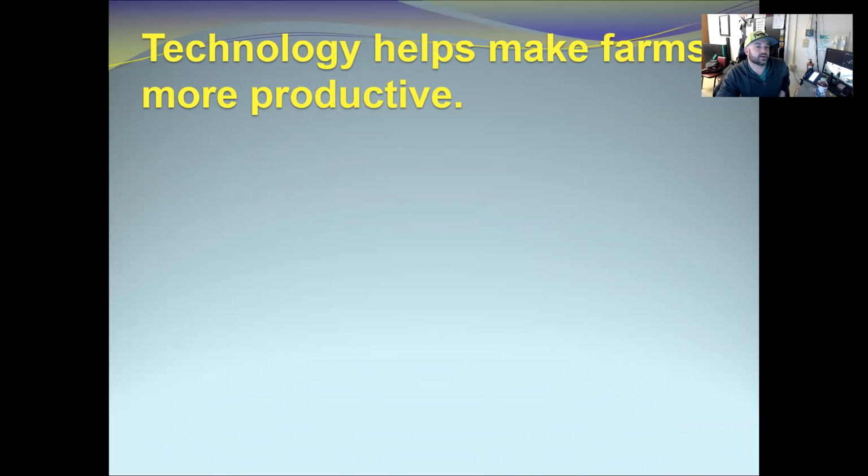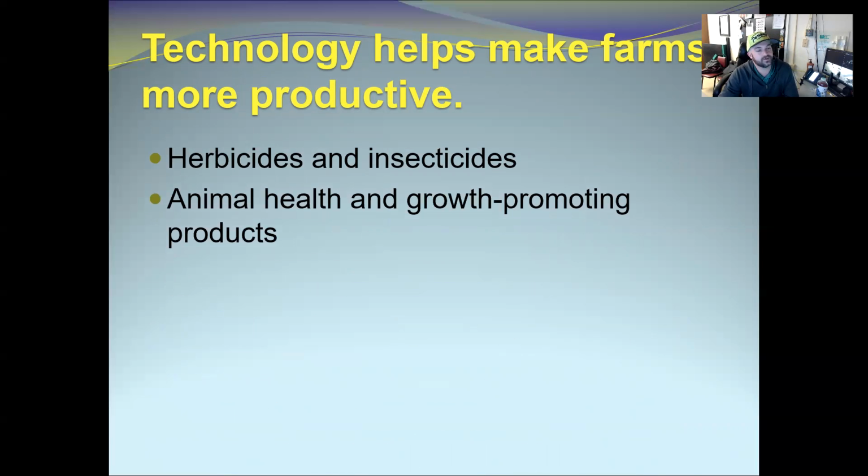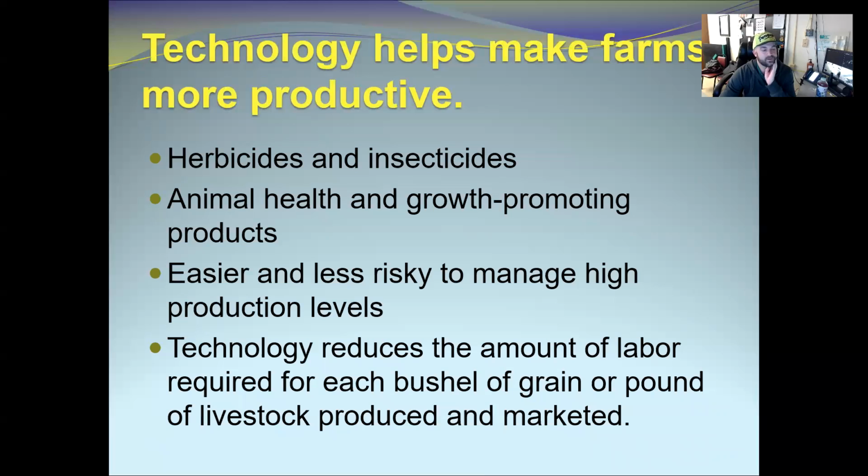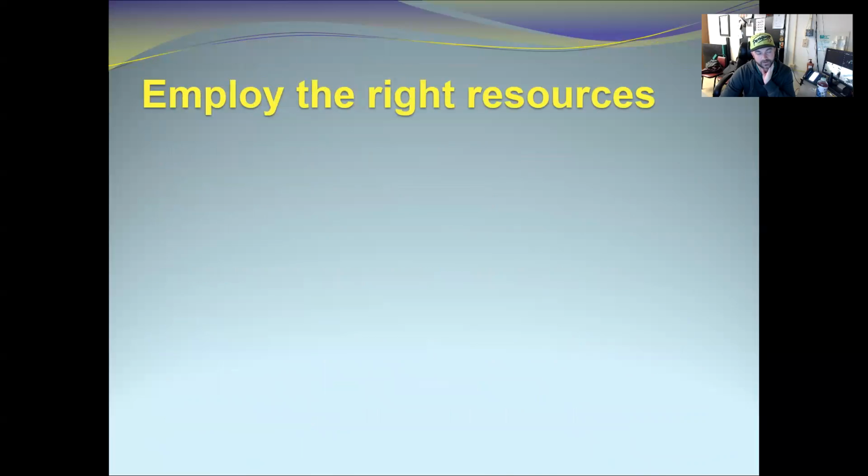Technology helps make farms more productive through herbicides and insecticides, and animal health and growth promoting products. It is easier and less risky to manage high production levels, and technology reduces the amount of labor required for each bushel of grain or pound of livestock produced and marketed.